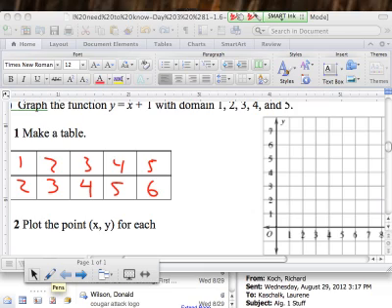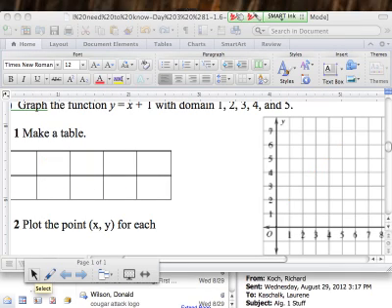Okay, so I plot the point (1, 2). Remember, x's are left and right, y's are up and down. So the point (1, 2), that's the first one. And then the point (2, 3), and then (3, 4), and then (4, 5), and then (5, 6). I'm not going to connect them because my domain is strictly those numbers. If my domain was everything in between them, then I would connect the dots. But I don't want any values other than 1, 2, 3, 4, and 5 for my domain. All right, so again, should be review material.